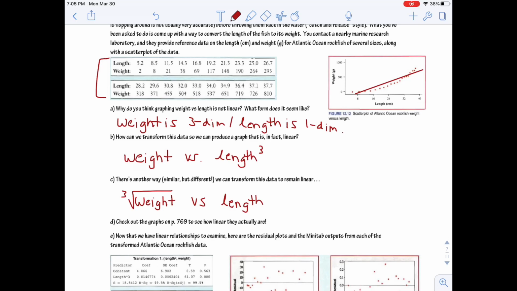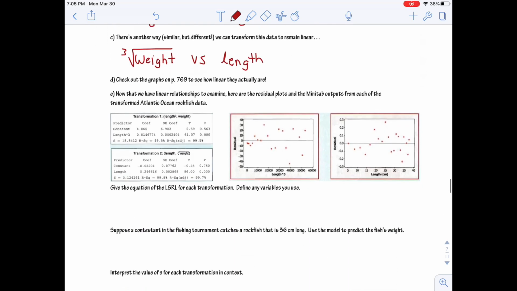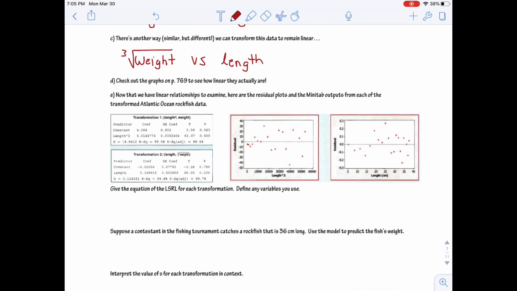Now, the whole point of this chapter 12.2 is to take roots or natural logs or square your variables to create a linear model that is appropriate. Okay, so instead of doing length versus weight, we could be looking at length versus the cube root of weight. And that pattern might help us be able to figure out the predicted weight. Okay, so checking out these 2 graphs here. Now that we have a linear relationships to examine, here are the residual plots.